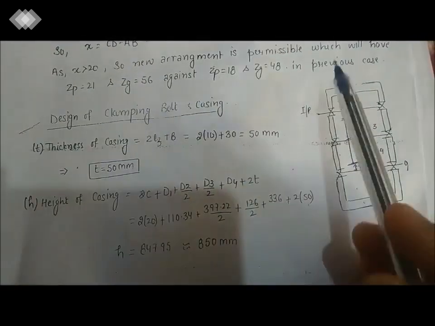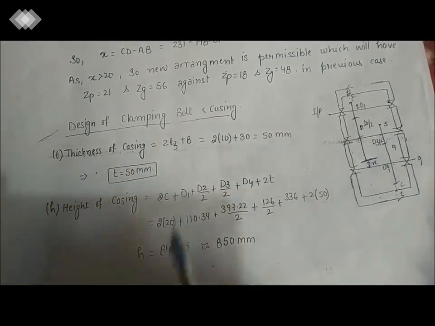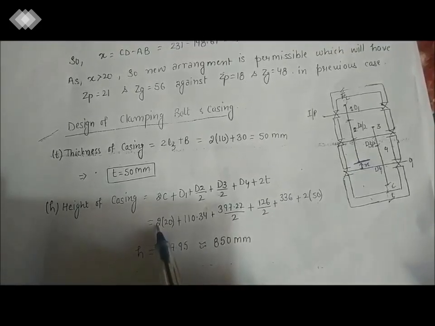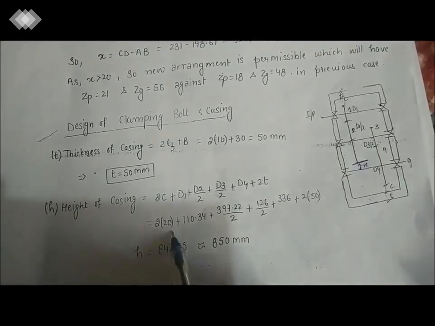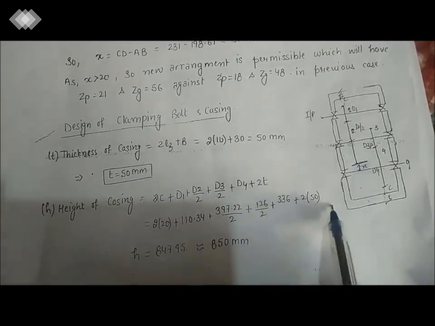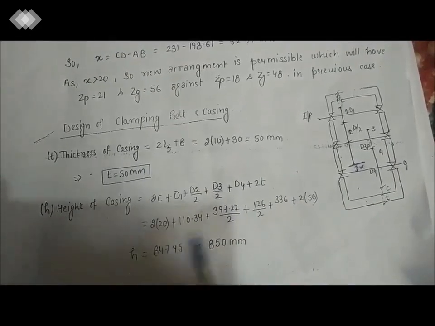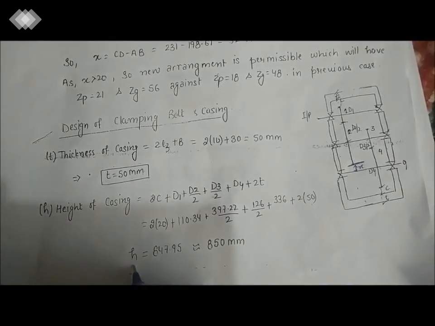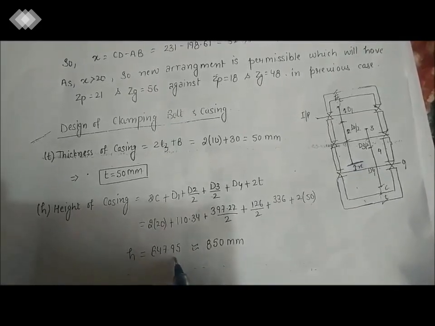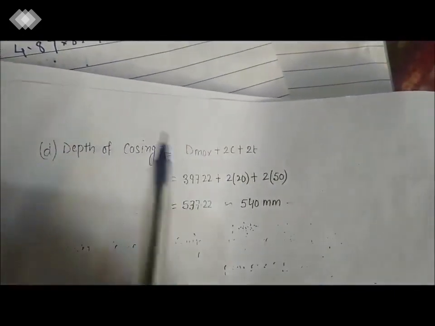2C is the distance of the rotating part. It is on both sides, so it is 2C. From the design data book, it is 2 into 20 plus D1, D2, D3, D4 plus 2t. Hence after calculation, the total height H is equal to 847. It is approximately equal to 850. Then the depth of the casing.